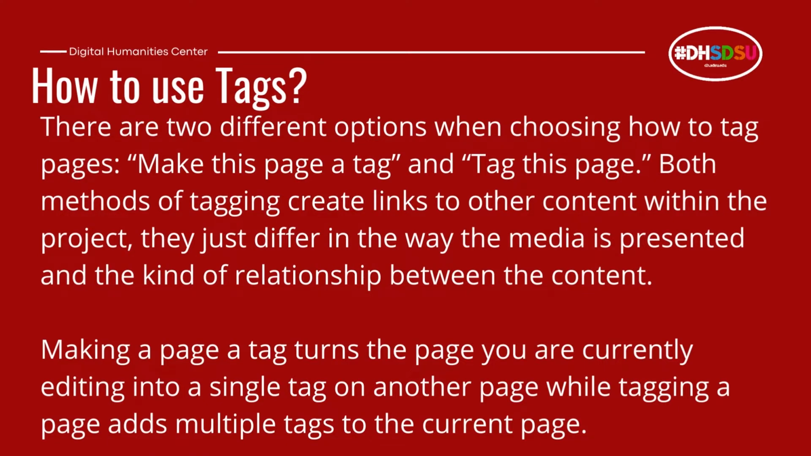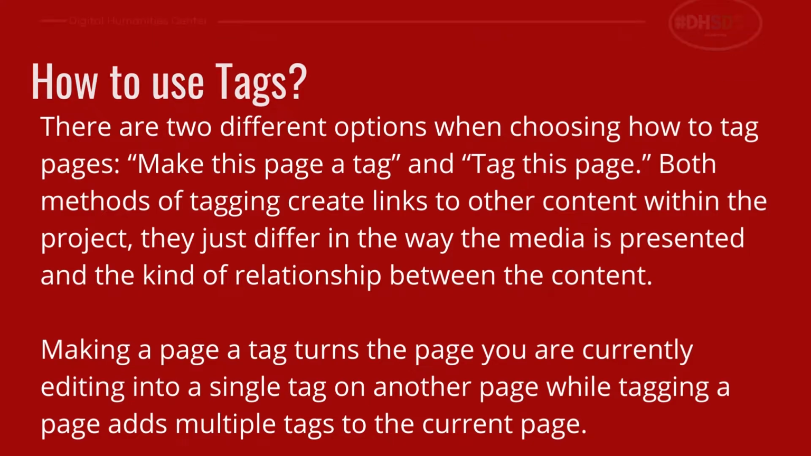Both methods of tagging create links to other content within the project. They just differ in the way the media is presented and the kind of relationship between the content. Making a page a tag turns the page you are currently editing into a single tag on another page, while tagging a page adds multiple tags to the current page you are editing. Now I'm going to demonstrate how to use both of those different methods to add tags.